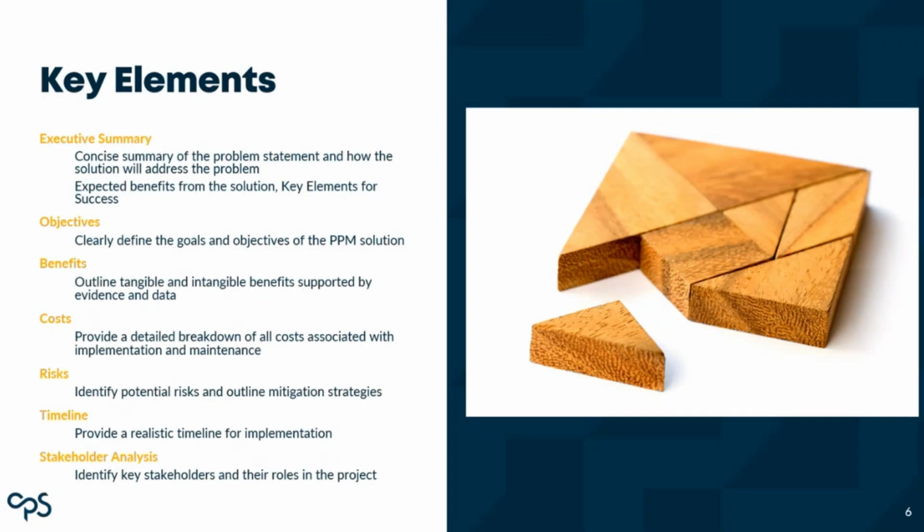Key elements of a business case are all the same across the piece. But because you've got so many stakeholders, make sure that your executive summary covers all of the elements of the people you need to sign off on this business case. Make sure those objectives are clear and people know what they're getting, when they're getting it, and how they're actually going to be able to see the improvement.